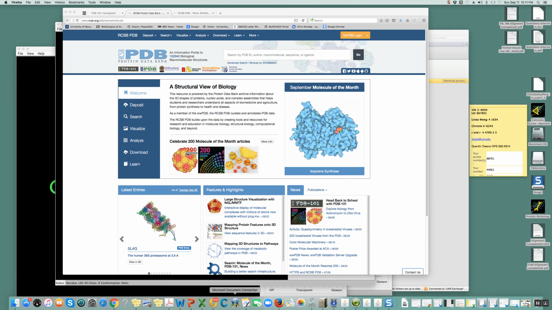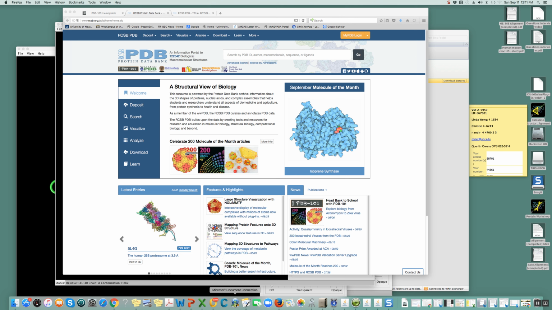Okay, so for the first part of today's lecture, I'm going to be using the three-dimensional structures of myoglobin and hemoglobin to demonstrate the similarities and the differences between these two proteins. And I'm getting these three-dimensional structures from an online database.